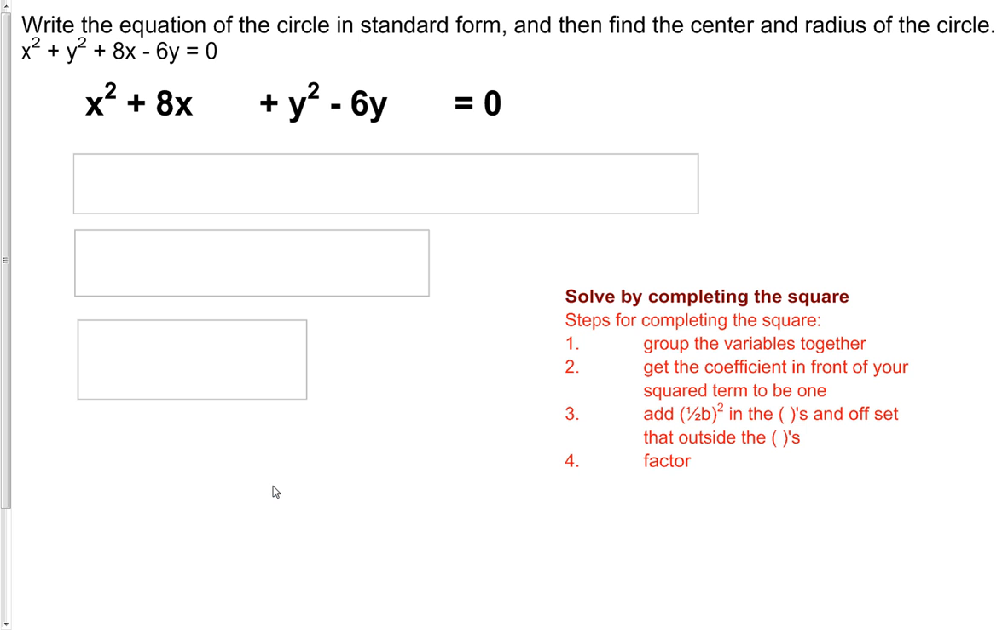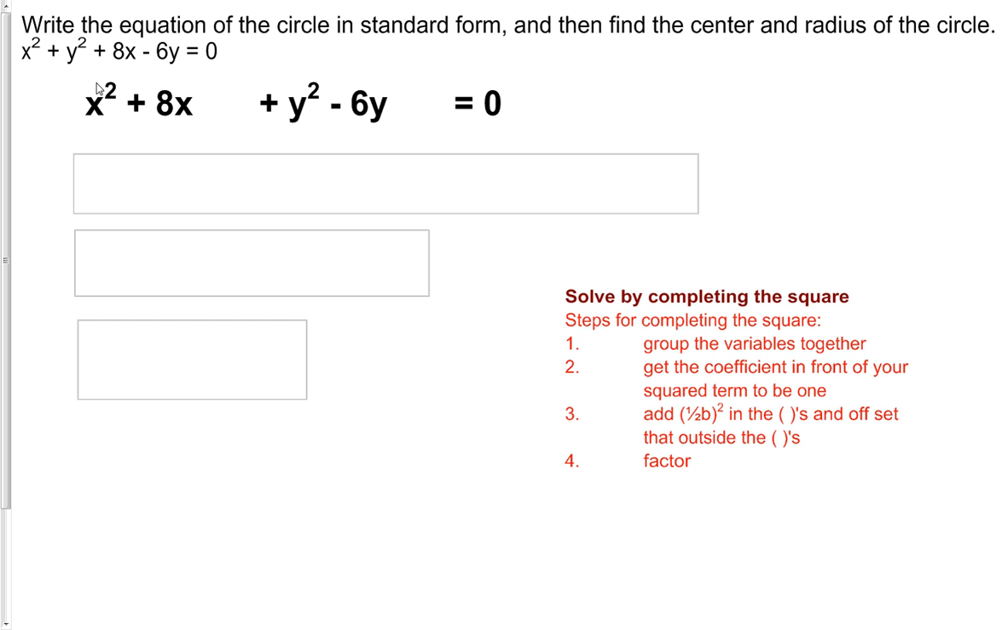Sometimes when we're given the equation of a circle, it is not already given to us in standard form. When it's not in standard form, it's hard for us to tell where the center is or what the radius is, which is important if we need to graph it or do something else with that circle. So we're going to go over how to take an equation and put it into standard form.